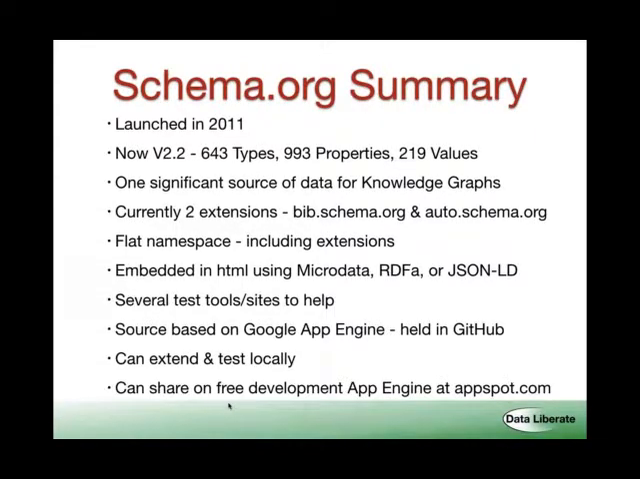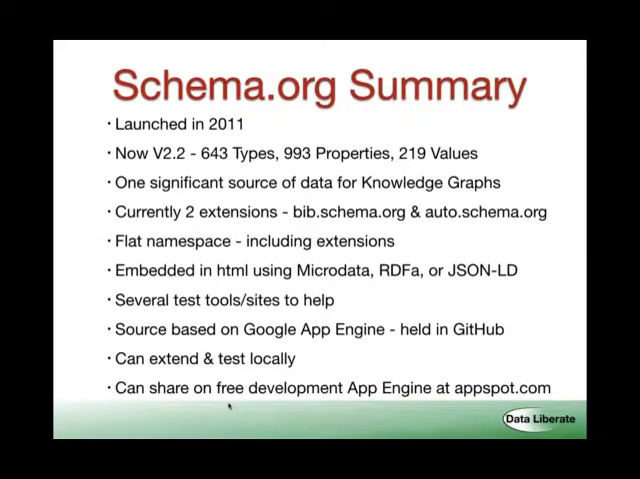Currently there are two extensions, bib.schema.org and auto.schema.org, but I'm well aware of medical extensions, health extensions, finance and banking extensions, all sorts of other extensions in process at the moment being defined and being proposed. There's a flat namespace including the extensions. So as we saw, audiobook is in the bib.schema.org extension, but its URI is schema.org/audiobook. It's designed to be embedded in HTML using the microdata, RDFA or JSON-LD syntaxes, but it's not trapped in HTML. It's a perfectly good vocabulary for describing linked data in your own environment if it covers the areas that you're looking at, or maybe with a minor localized extension it may handle that. But obviously its target audience is the web.